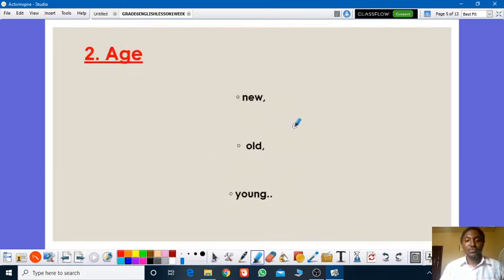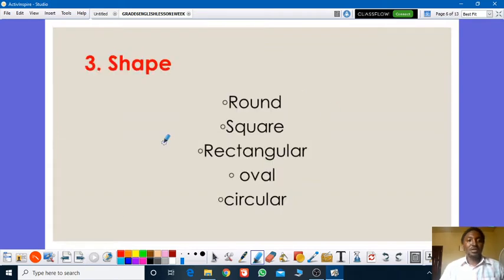then followed by number 2, age. These words, not limited to, are words that are used to describe age: new, old, young. There are other words you can use. These are not the only words that you can use to describe age.